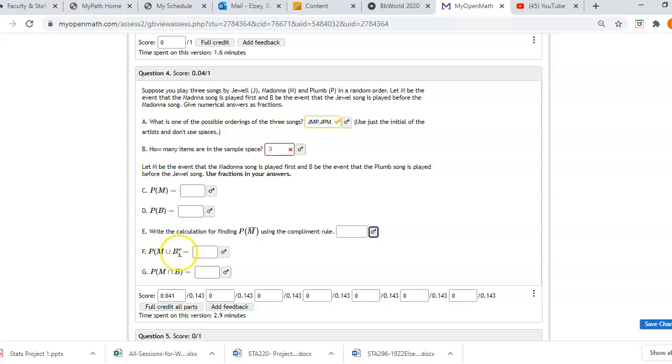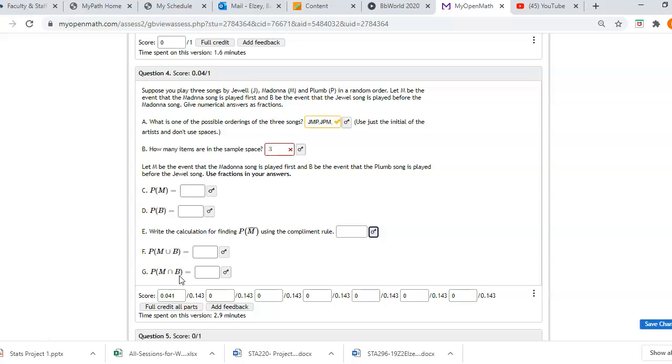All right. Now, probability of the union of these two events. Now, before we find the union, let's go ahead and do G. And the reason why we're doing G is because the union has the intersection in its formula. So let's find the probability that the two events occur at the same time. So we're looking for the probability that the Madonna song is played first and that the Jewel song is played before the Madonna song.